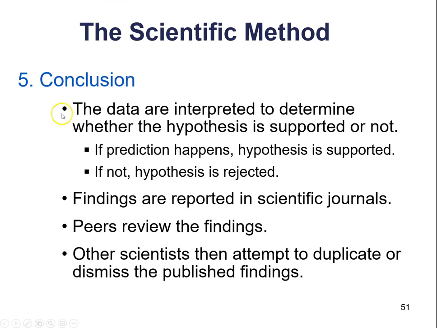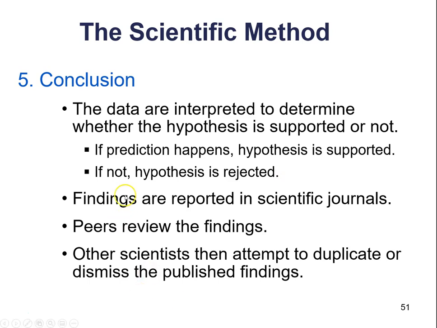So it says here, if the prediction that you made, basically before doing the experiment, happened, your hypothesis is supported. If not, the hypothesis is rejected. If we go back to our penicillin example, when you put that penicillium on the bacteria, if that bacteria didn't grow, your hypothesis was supported. If that bacteria still grew, the hypothesis would be rejected, right?